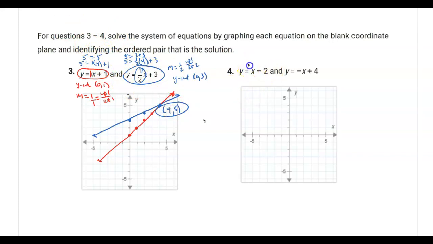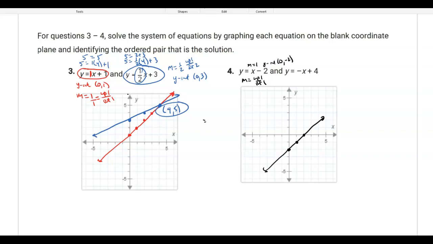The next one, the slope of this line is 1. The y-intercept is at (0, -2). So I'm going to plot (0, -2), and since my slope is 1, I'm going to go up 1, right 1, up 1, right 1, up 1, right 1. And I'm going to draw my line.